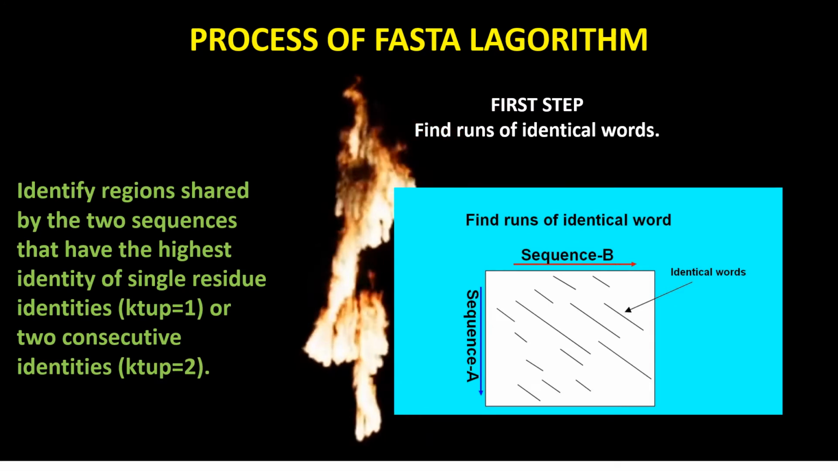Process of FASTA algorithm. There are 4 steps in the FASTA algorithm process. The first step is to find runs of identical words. This will identify regions shared by the two sequences that have the highest density of single residue identities, ktup equals 1, or 2 consecutive identities, ktup equals 2. Observe the diagram, which gives the result of the first step. The words of the 2 sequences are aligned as single residues.